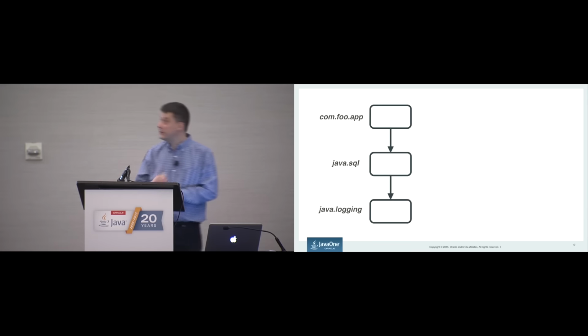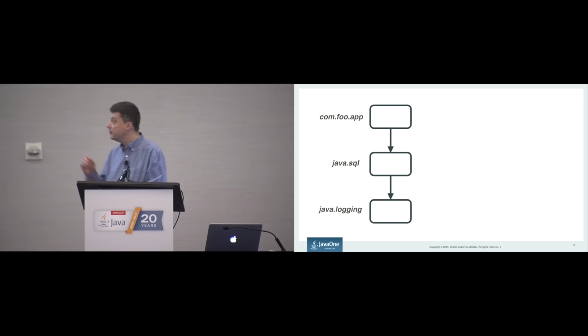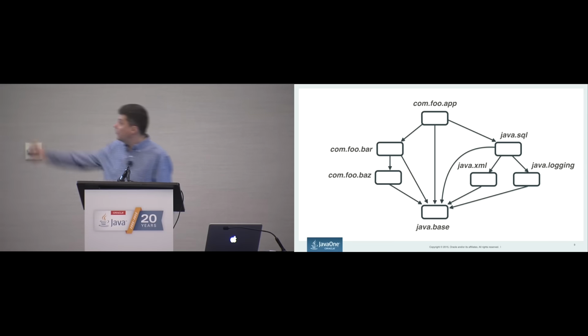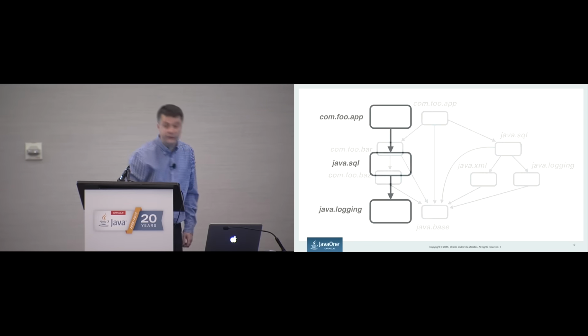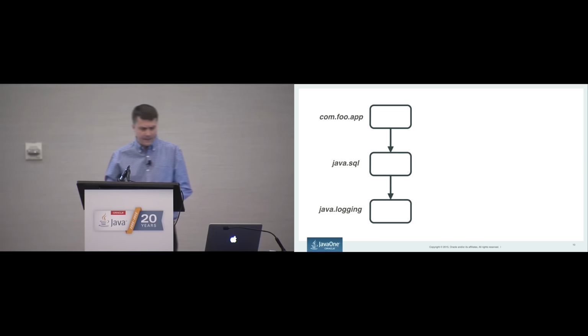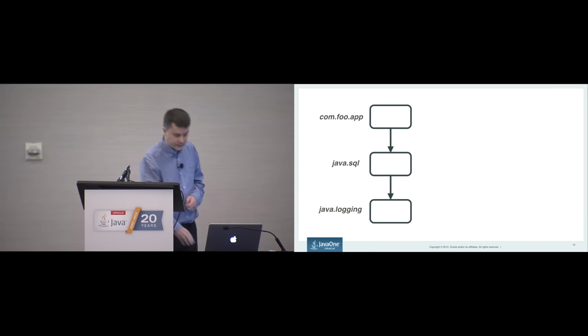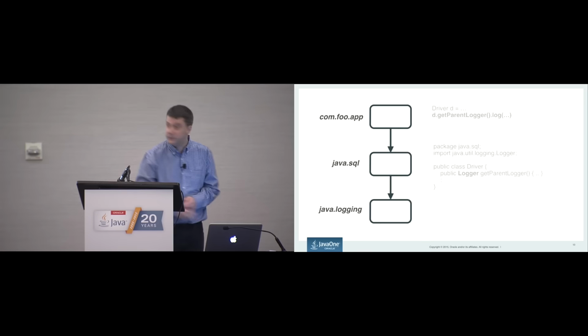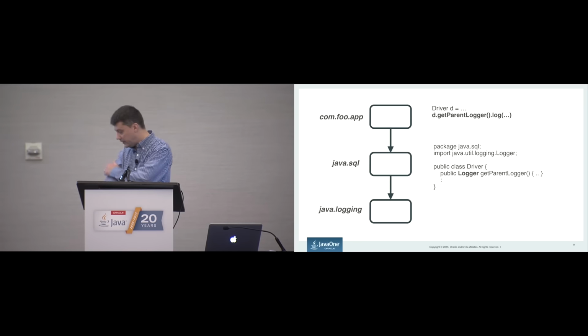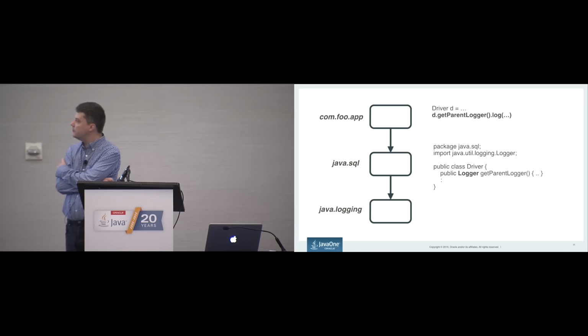Now I'm taking a little subset of that module graph. I've just taken one little part of it that was on the right, and if I go back, over on the right here, confu app to SQL to logging. I'm just going to look at those 3 modules, and I want to start looking at what code might be in those modules. We'll look at those a bit more closely. Okay, so let's look at the Java SQL module for starters.